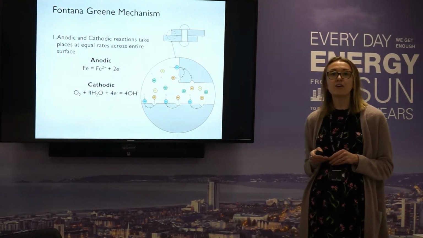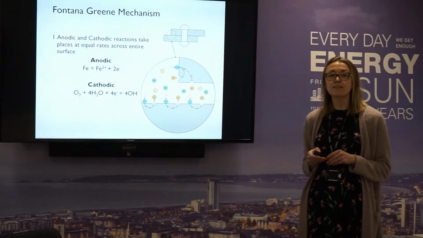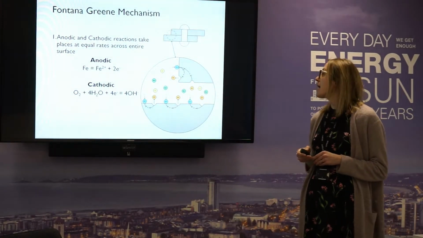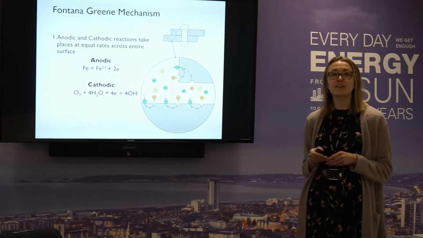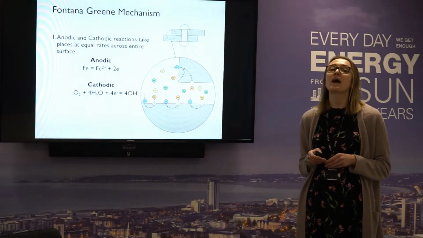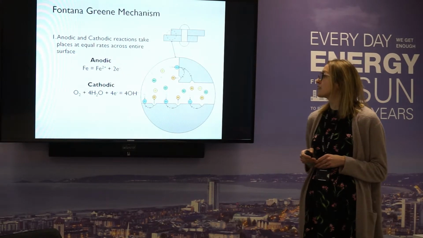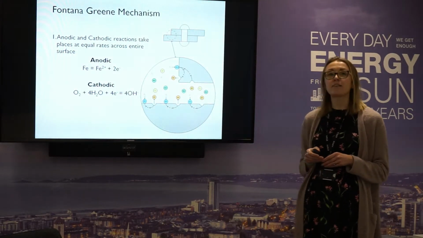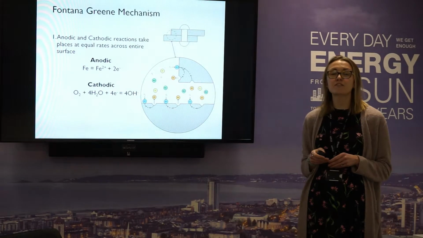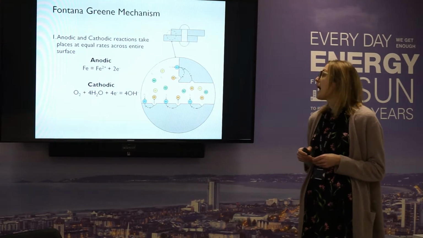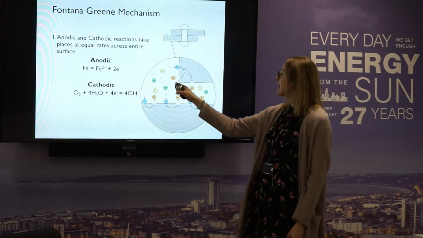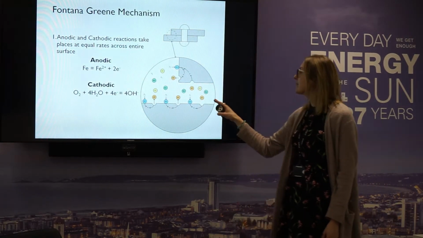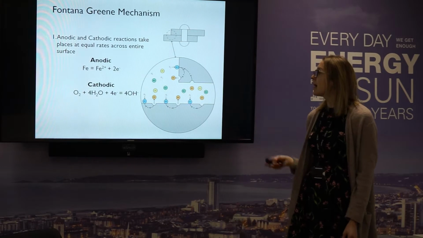We know that in order for corrosion to occur, we need both an anodic and a cathodic reaction. In this case, the anodic reaction is going to be the dissolution of iron, and this produces these positive iron cations and also two electrons. The electrons are used up in the cathodic reaction, which is the oxygen reduction reaction. At first, these two reactions take place evenly across this outer metal surface and within this small crevice here.